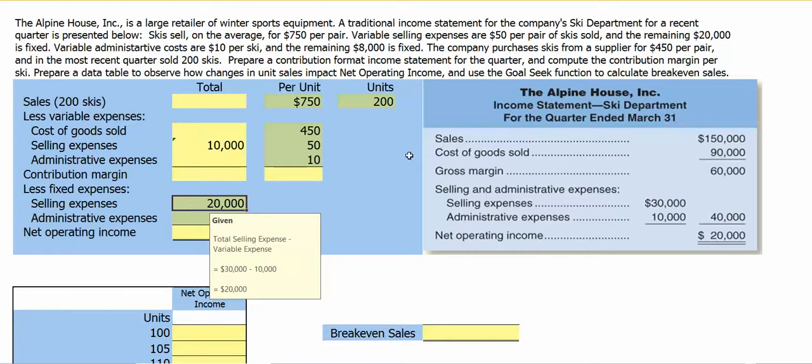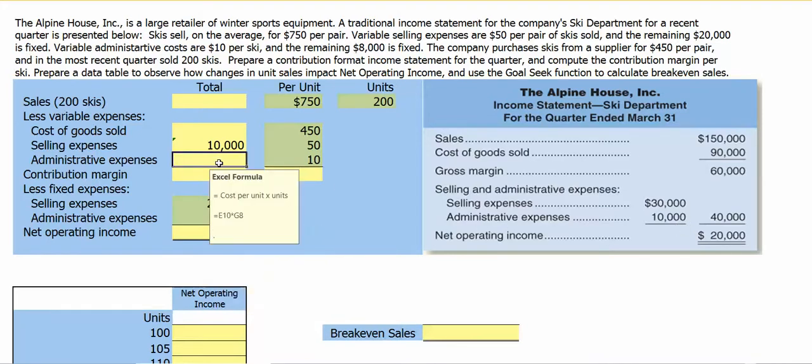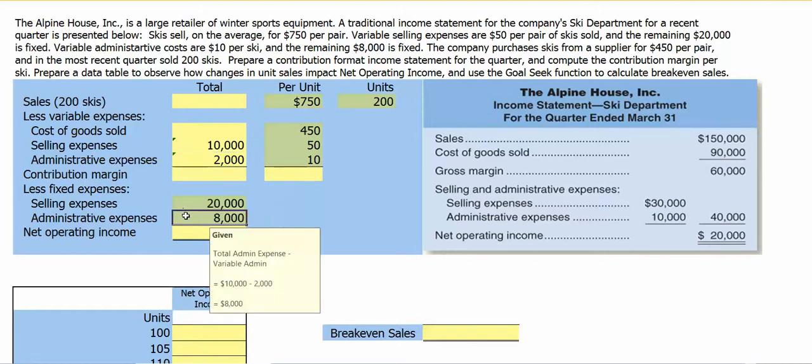We're also told that the variable administrative cost is $10 per ski, and the remaining 8,000 is fixed. And again, in terms of calculating this, we would take the total administrative cost from our traditional income statement, and we're breaking it into a fixed and a variable component. Our variable component is $10 per ski times the 200 skis that we sold, or $2,000. And so we can see our total fixed admin cost would be $8,000.